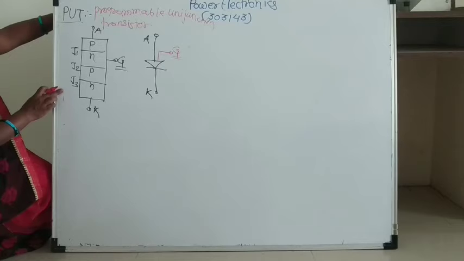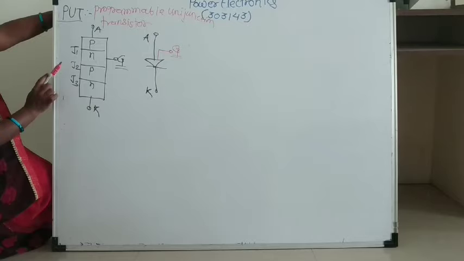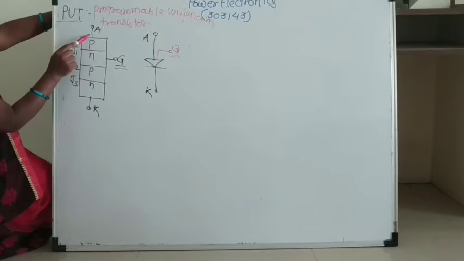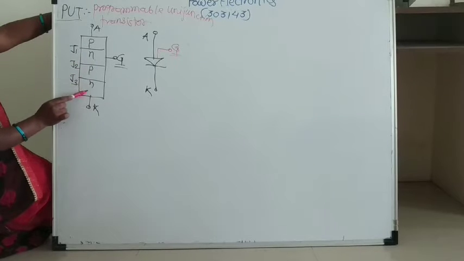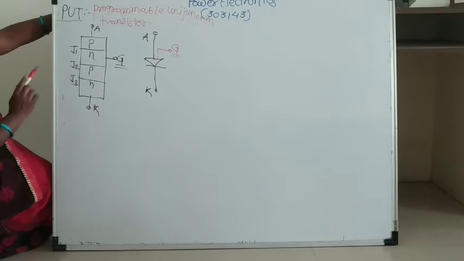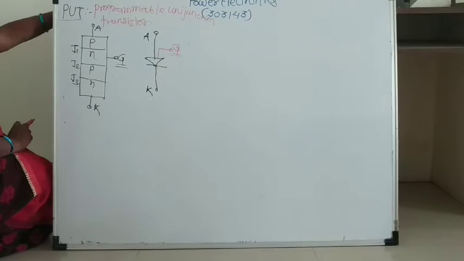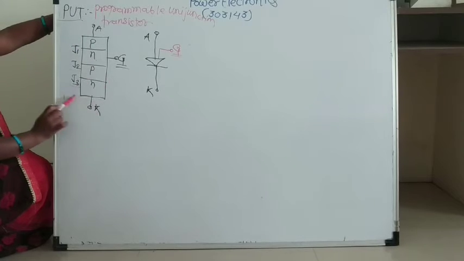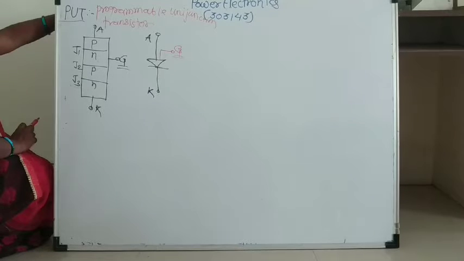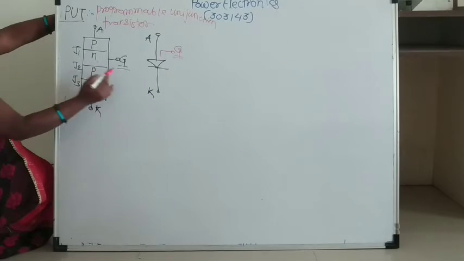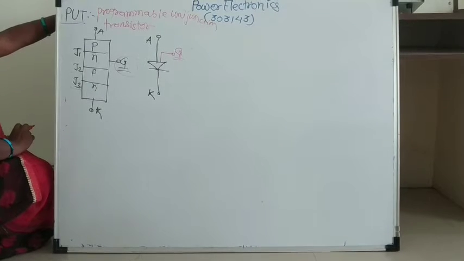Now, see its construction. In this construction diagram, as told before, three terminals are there: anode, cathode, and gate. Four layers are there: P, N, P, N, alternate P and N layers. And three junctions are there: J1, J2, and J3. This structure is a vertical structure, same as that of the SCR. Only one difference is there, that is the position of the gate terminal. All construction will be the same as that of the SCR.